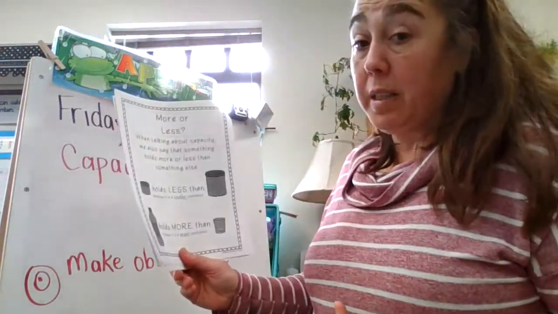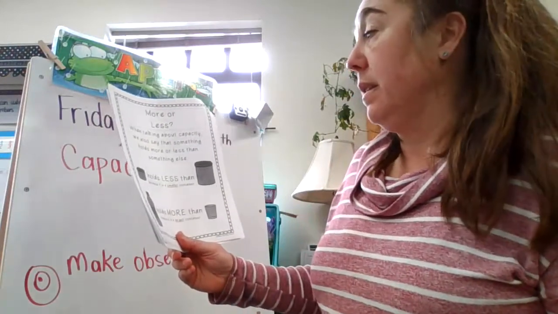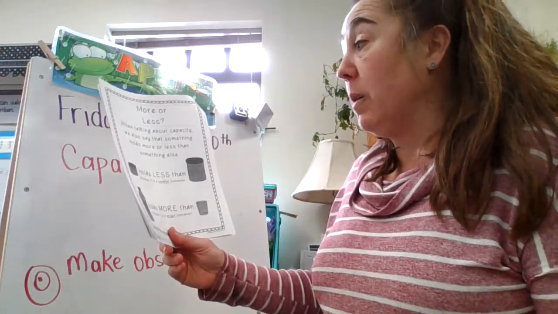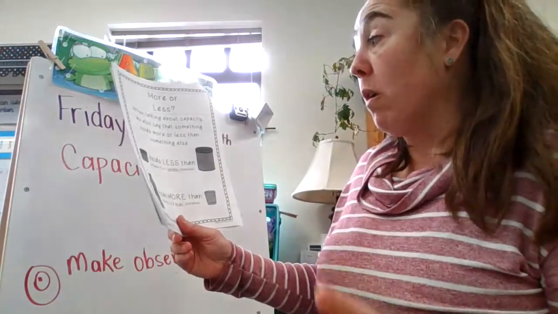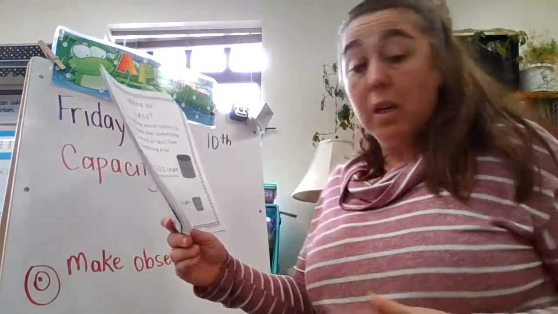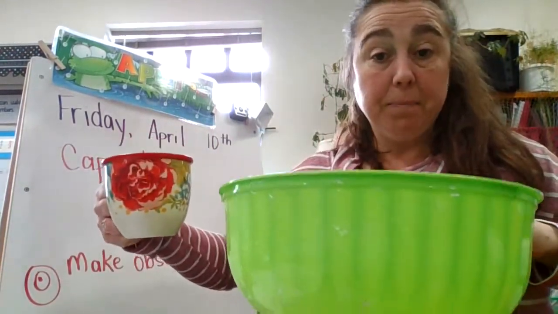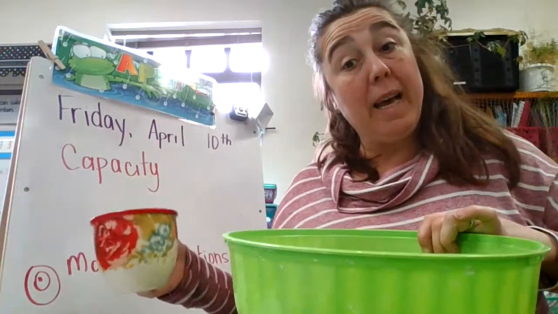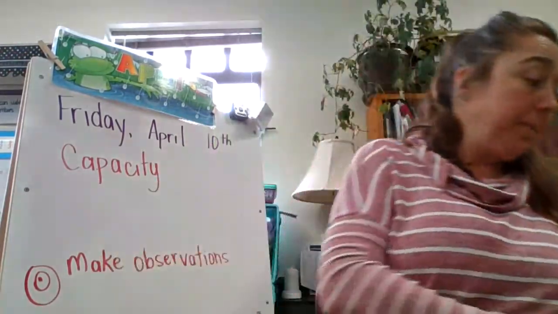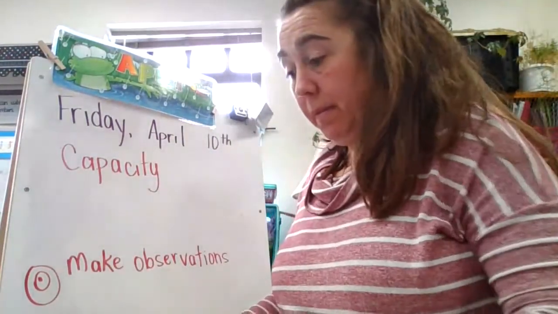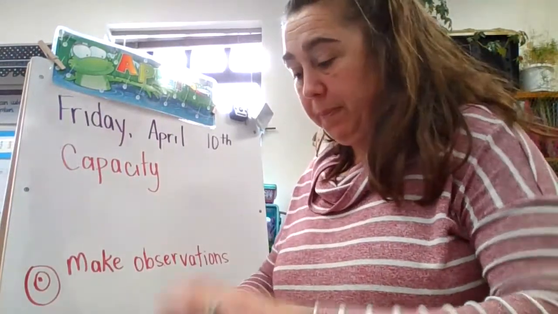So the next concept that we go on to is more or less. When talking about capacity, we also say that something holds more or less than something else. So for example, this bowl would hold more water than this cup would. Or this cup would hold less than the bowl would. I have to turn the page.